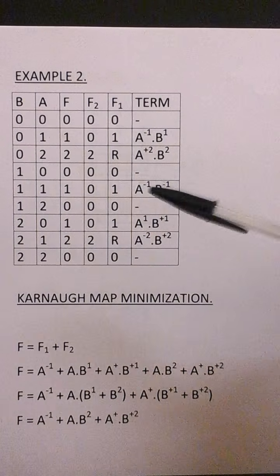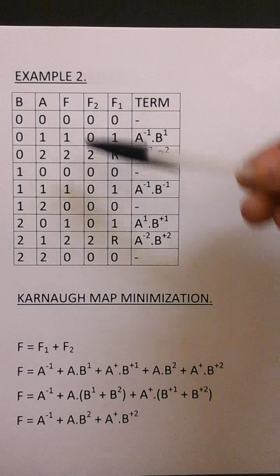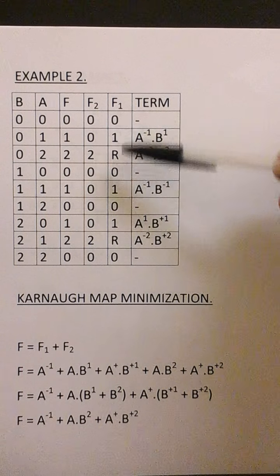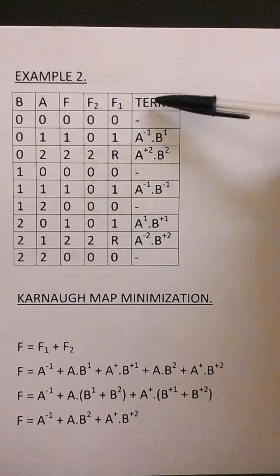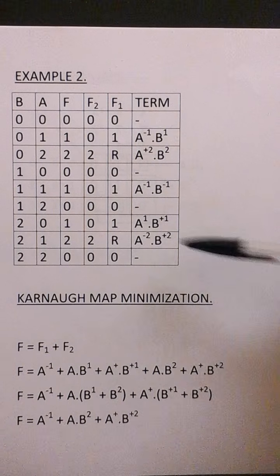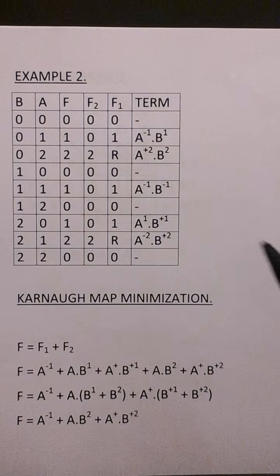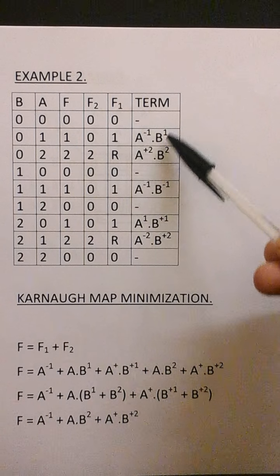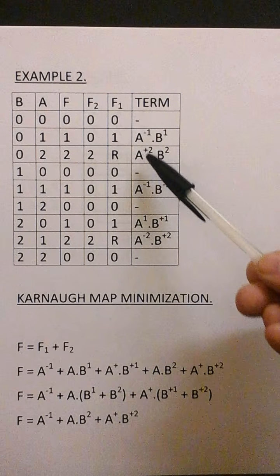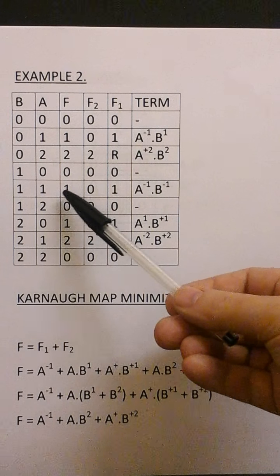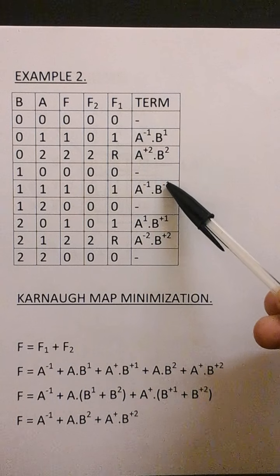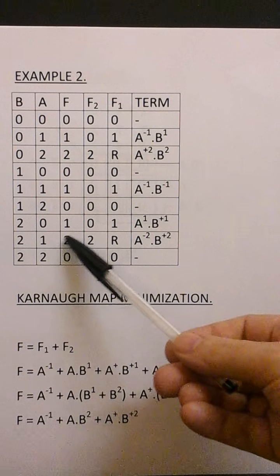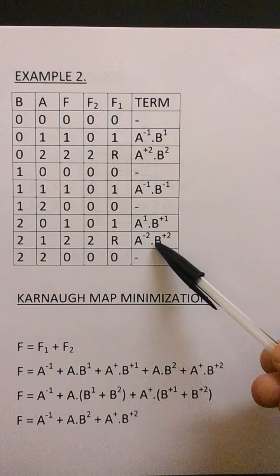This is example 2 of another function. F2 and F1 are as before, as the coding, and I've included the terms here. So there's a 1 here which is A minus 1 min B1, a 2 there which is A plus 2 min B2, a 1 there which is A minus 1 min B1, a 1 there which is A1 min B plus 1, and a 2 there which is A minus 2 min B plus 2.